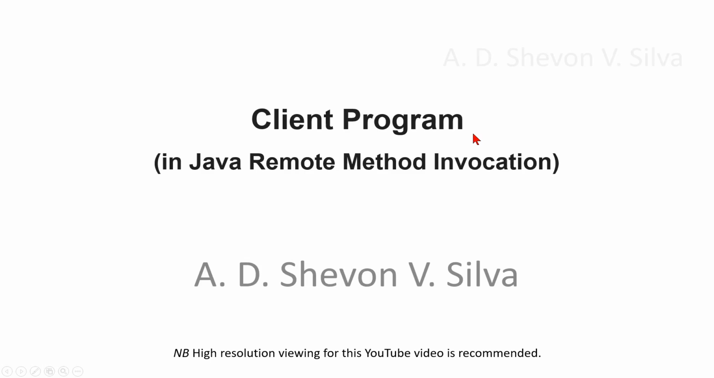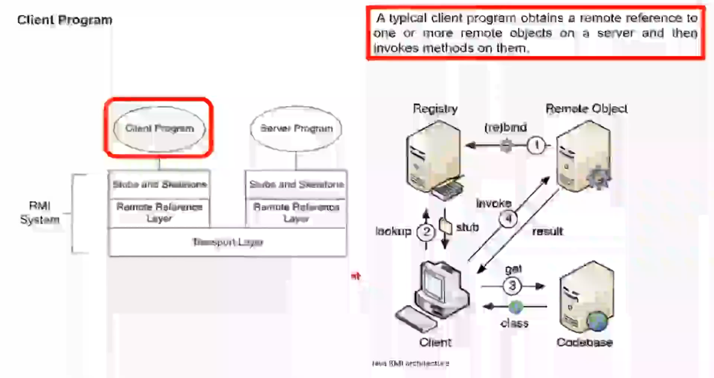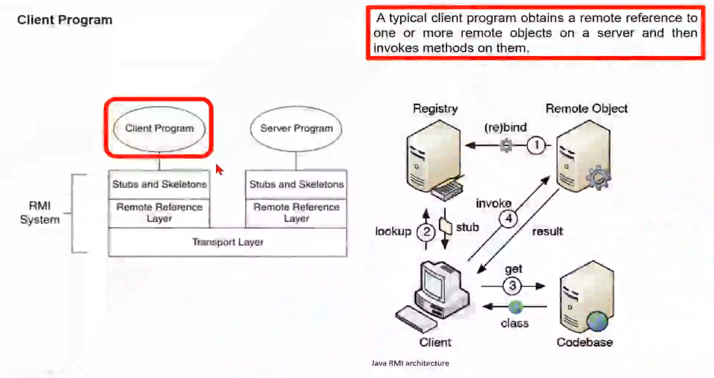Client program in Java remote method invocation. Here now we are focusing on the client program. A typical client program obtains a remote reference to one or more remote objects on a server and then invokes methods on them. Here you can see a Java RMI architecture in a different diagram.